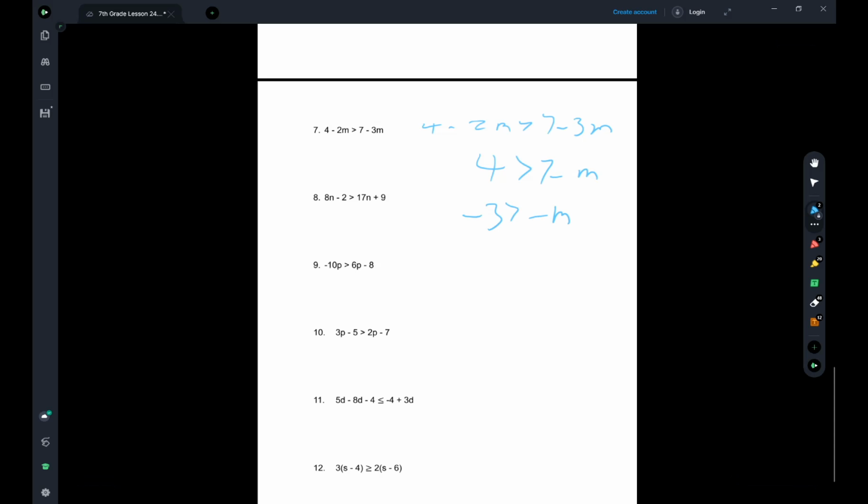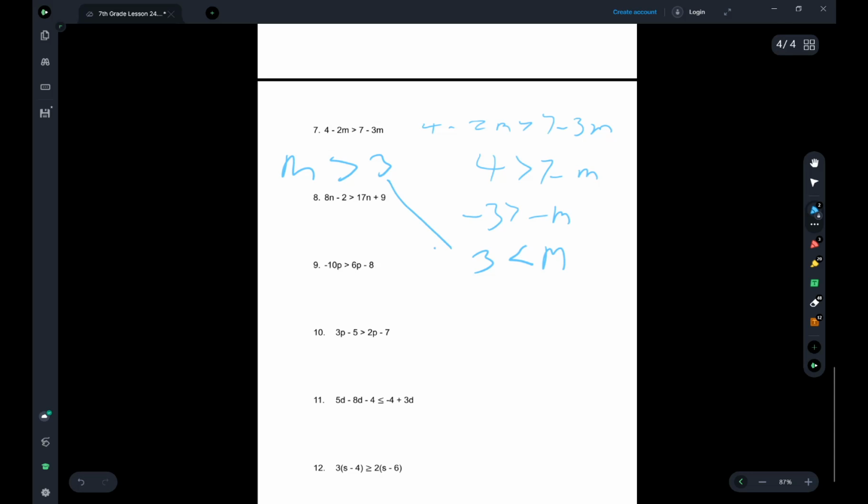Now in this case, this negative is still here, so you divide the negative 3 by a negative 1, and the rule is whenever you divide or multiply by a negative number, the symbol switches. So you would get m is greater than 3. So that would be your answer. M is greater than 3.